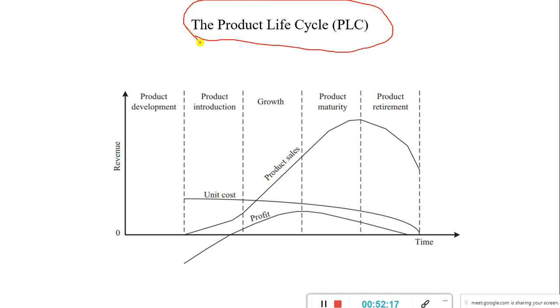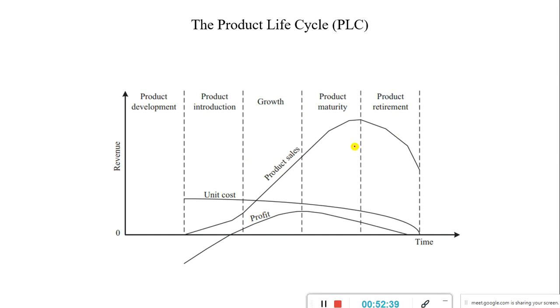Now this is the last concept of this day: product life cycle, PLC. There is also a recent coin called Platin Coin, which we call PLC. I think you know it. It is just like Bitcoin, which is a cryptocurrency. In that way you can remember the product life cycle.